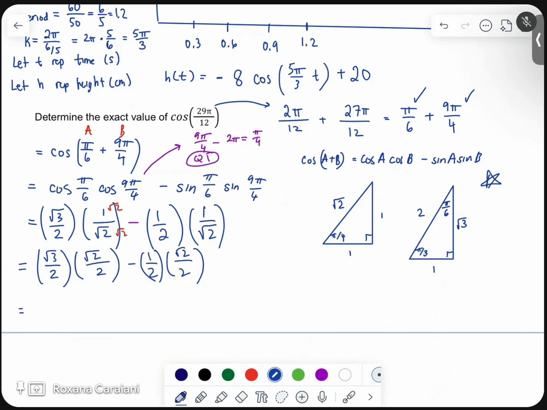Root 3 times root 2 is root 6. 2 times 2 is 4. Subtract 1 times root 2 is root 2. And 2 times 2 is 4. Lucky for us, it's already a common denominator, so I will just unite my fractions for my final answer. And there we have it, an exact value using our compound angle formulas.